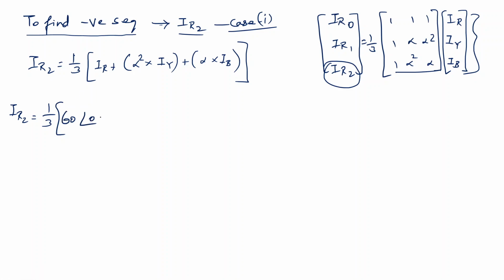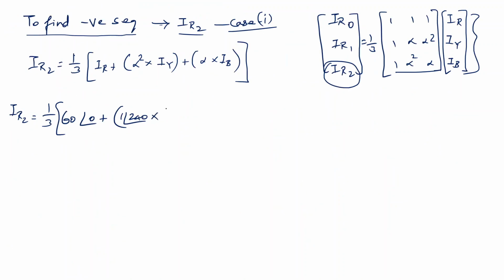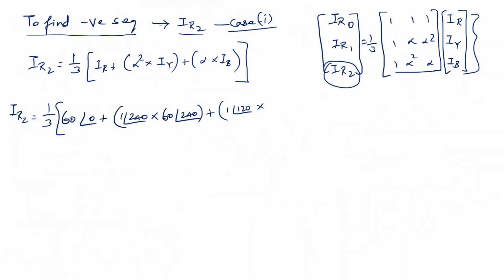60 angle 0, right? Plus what is alpha square value? 1 angle 240. Alpha square is 1 angle 240 into IY value. What is IY value? 60 angle 240. Okay. So plus alpha value is 1 angle 120 into IB value is 60 angle 120. Okay. Now solve this.